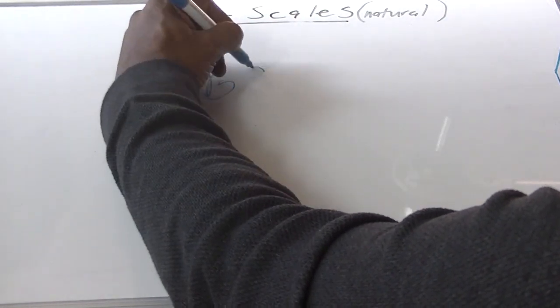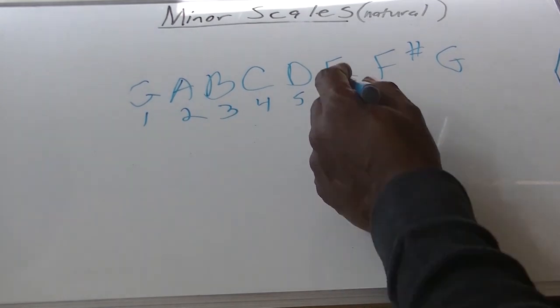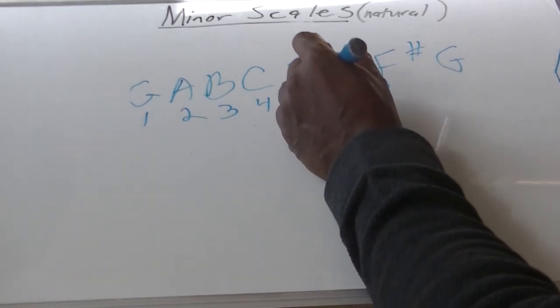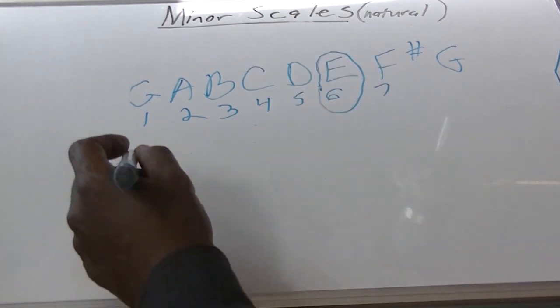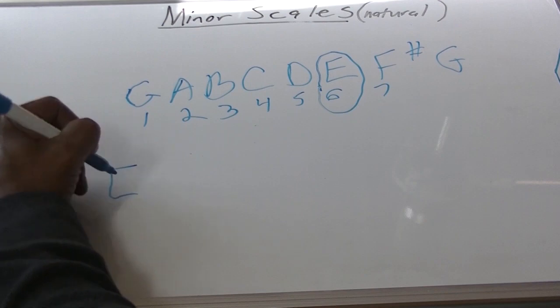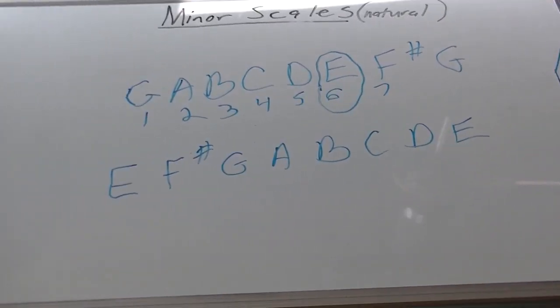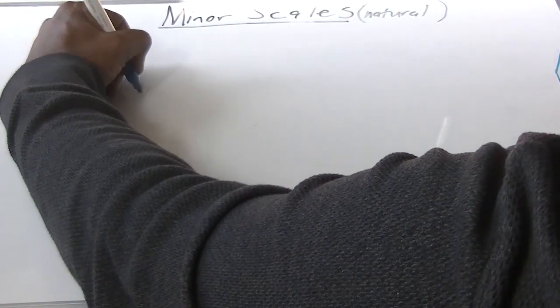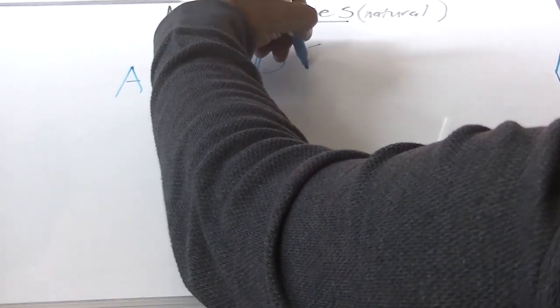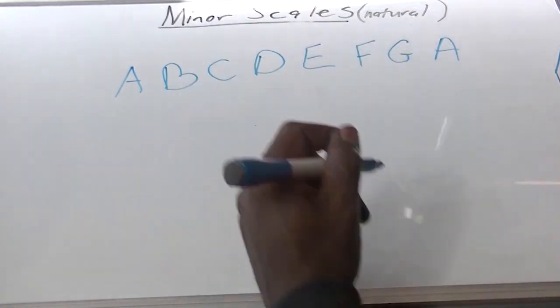So if I have a G major scale, the sixth note of the scale, which in this case is E, becomes the root note of the relative minor scale. So this is a very important thing to recognize and understand. What this really means is, for every major scale you know, there's a minor scale that you also know.